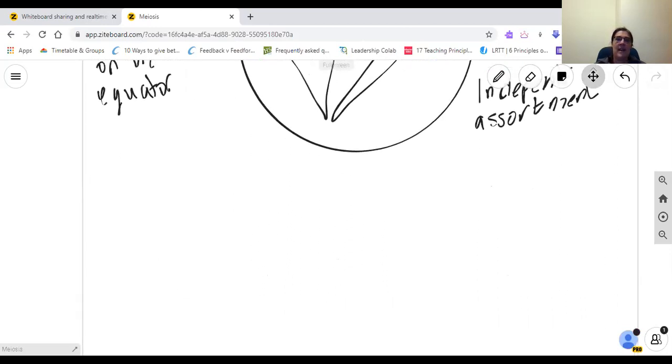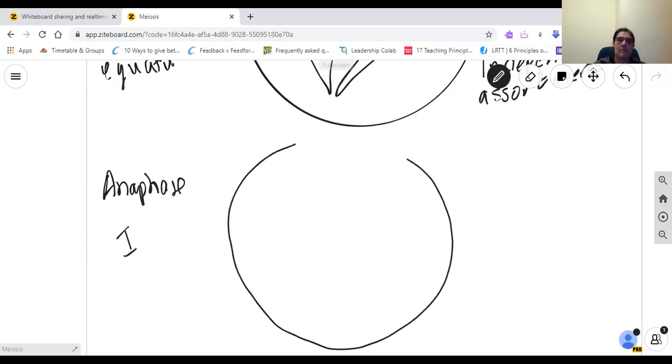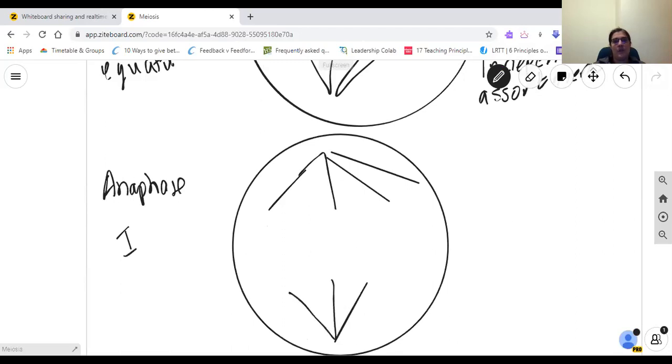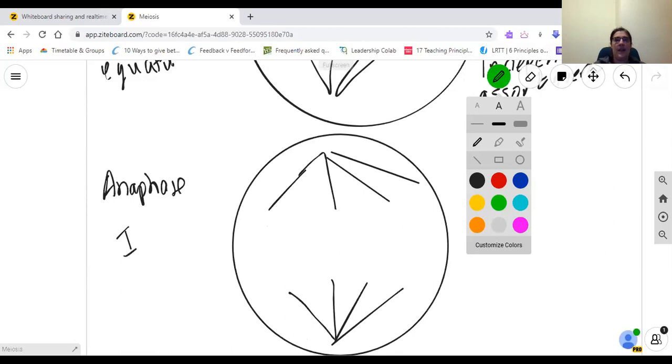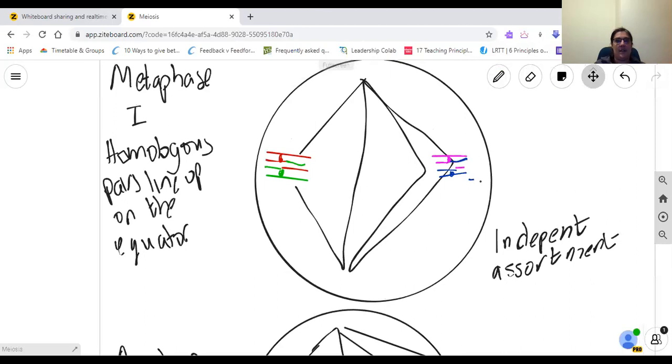We then have Anaphase One. So in Anaphase One, spindle fibers will shorten, and when the spindle fibers shorten, they will now separate out those pairs of chromosomes. So those pairs that were up here will now be separated out completely.